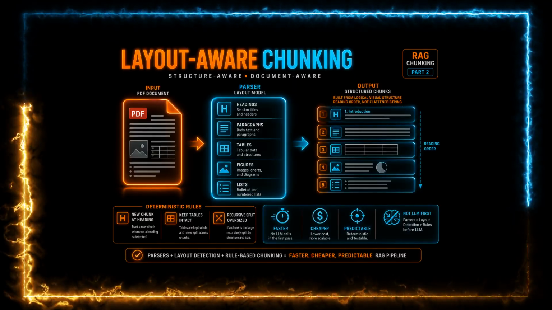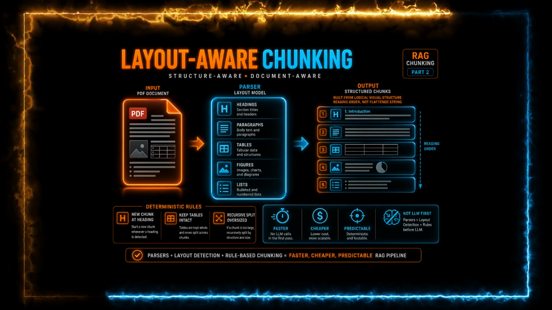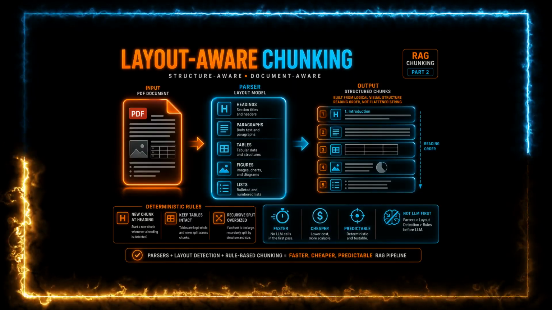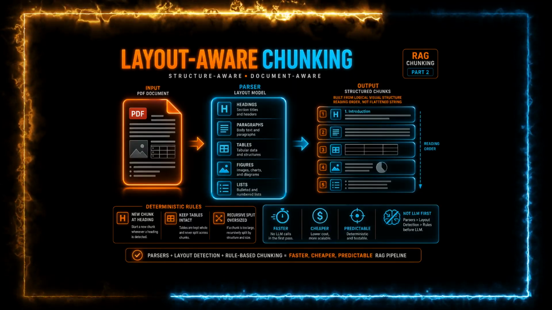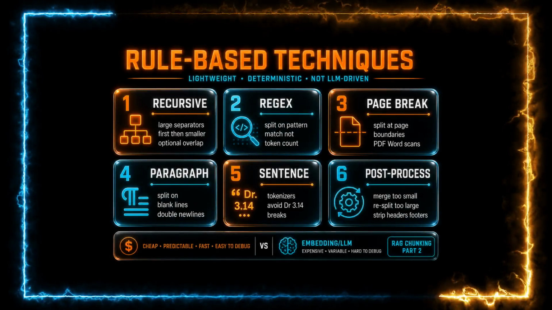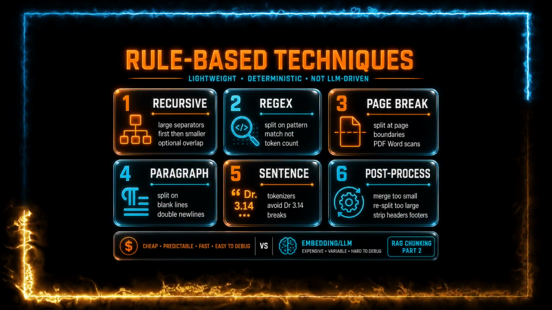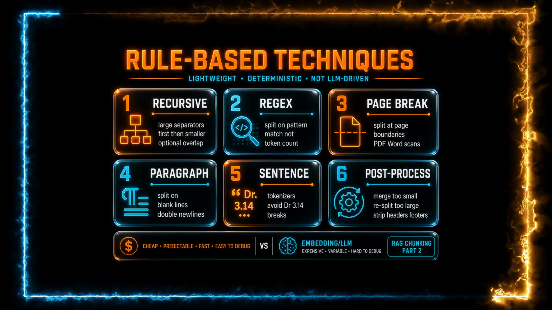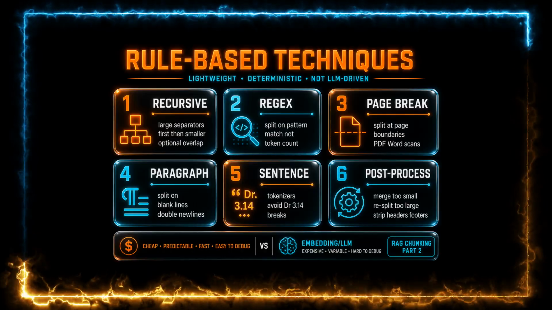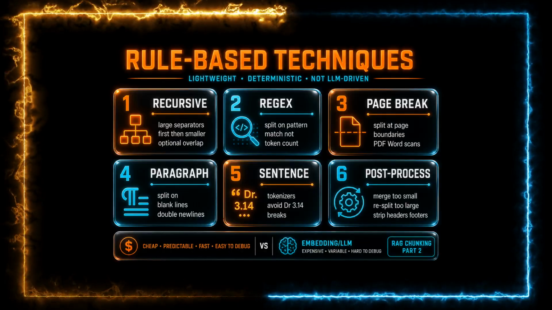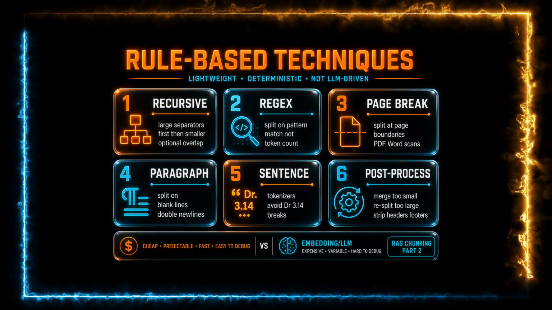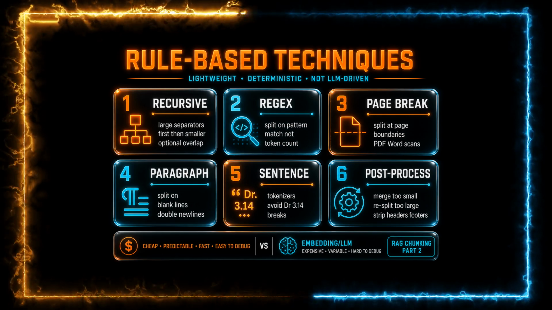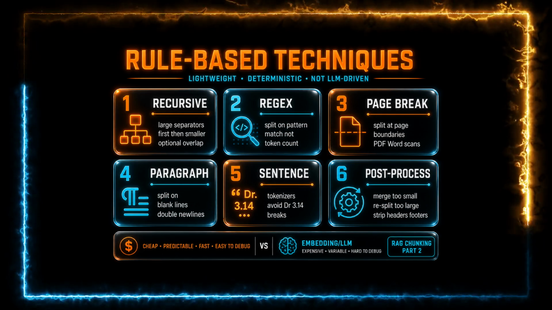While LLM-based approaches exist, most production systems rely primarily on parsers, layout detection, and rule-based chunking because they are faster, cheaper, and more predictable. In addition to the techniques discussed earlier, many systems apply other rule-based and heuristic chunking strategies instead of LLM-driven chunking approaches. Recursive chunking splits text by trying large separators first, for example, sections, paragraphs, then progressively smaller ones until each chunk fits the target size, optionally adding overlap between chunks.